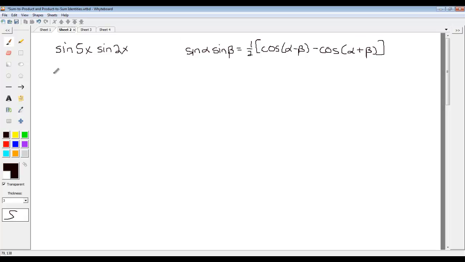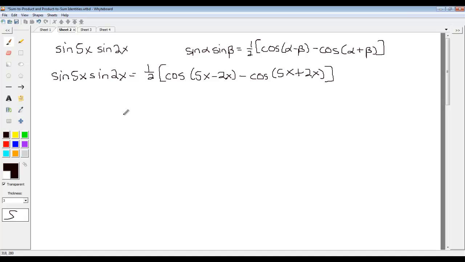So what I can do is say that sine of 5x sine of 2x equals 1/2 times cosine of 5x minus 2x minus cosine of 5x plus 2x. So it equals 1/2 times cosine of 3x minus cosine of 7x. Now you've taken this product and rewritten it as a sum.